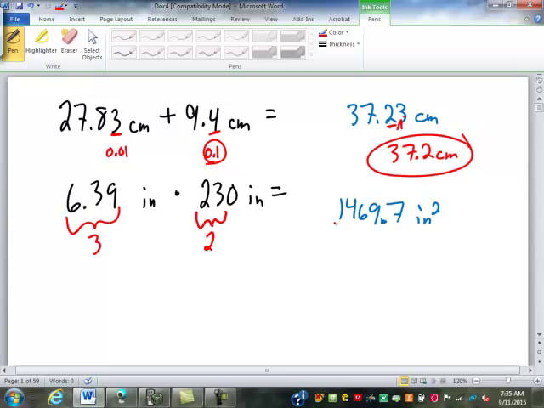So we're going to have to round this off to 2 digits. 1, 2 right there. That 6 says we round it up to 15. Like that. 2 digits.